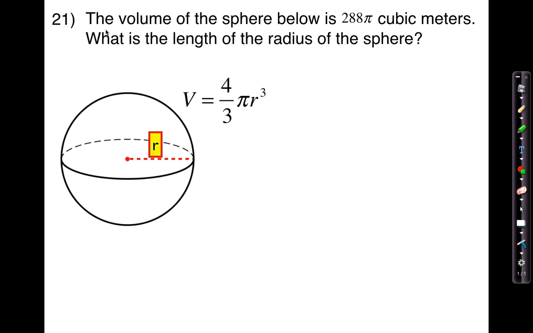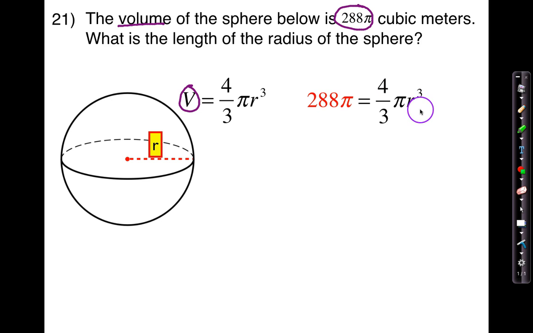Now that I know that, what I'm going to do is plug in what I do know. The information that they gave us is the fact that the volume is 288 pi. So what I'm going to do is go ahead and replace V, which stood for volume, with 288 pi, which leaves me with 288 pi equals 4/3 pi r cubed.